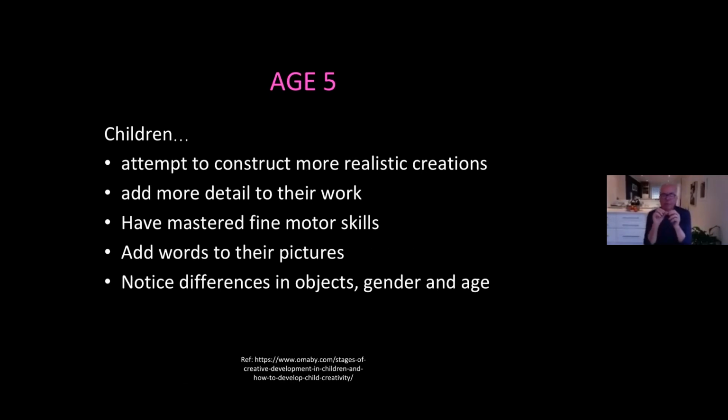They'll start to master those fine motor skills. So it's not a matter of just huge, big scribbles. Now, if I'm going to get them to scribble at age 1 or 2, then you need nice big pieces of paper where they can actually scribble, not tiny little bits and pieces. They can actually add words to their pictures, and they'll also notice and talk about differences.